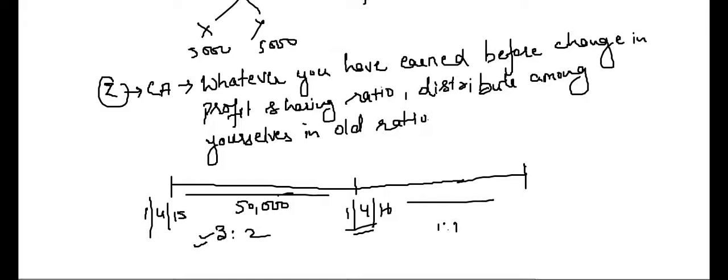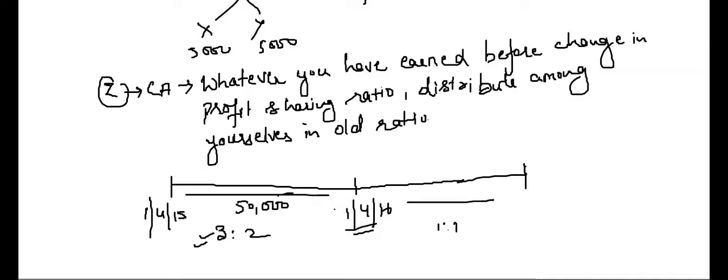This is a very logical solution, that whatever you have earned during the prior period when your profit sharing ratio was 3:2, that should be distributed in 3:2. Otherwise, it will be a loss for one partner and an unnecessary gain for the other partner. So, X and Y both agreed to the solution of Z, which also seemed very logical to them. He says, whatever you have earned before the change in profit sharing ratio, distribute among yourselves in the old ratio.